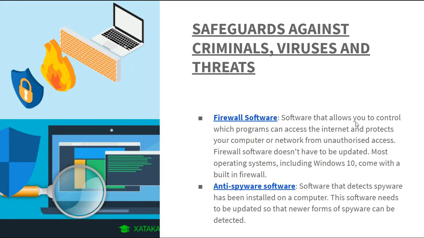Firewall software. This is software that allows you to control which programs can access the internet and protects your computer or network from unauthorized access. Firewall software doesn't have to be updated. Most operating systems, including Windows 10, come with a built-in firewall. Anti-spyware software, software that detects spyware. If spyware has been installed on a computer, the software needs to be updated so that newer forms of spyware can be detected.